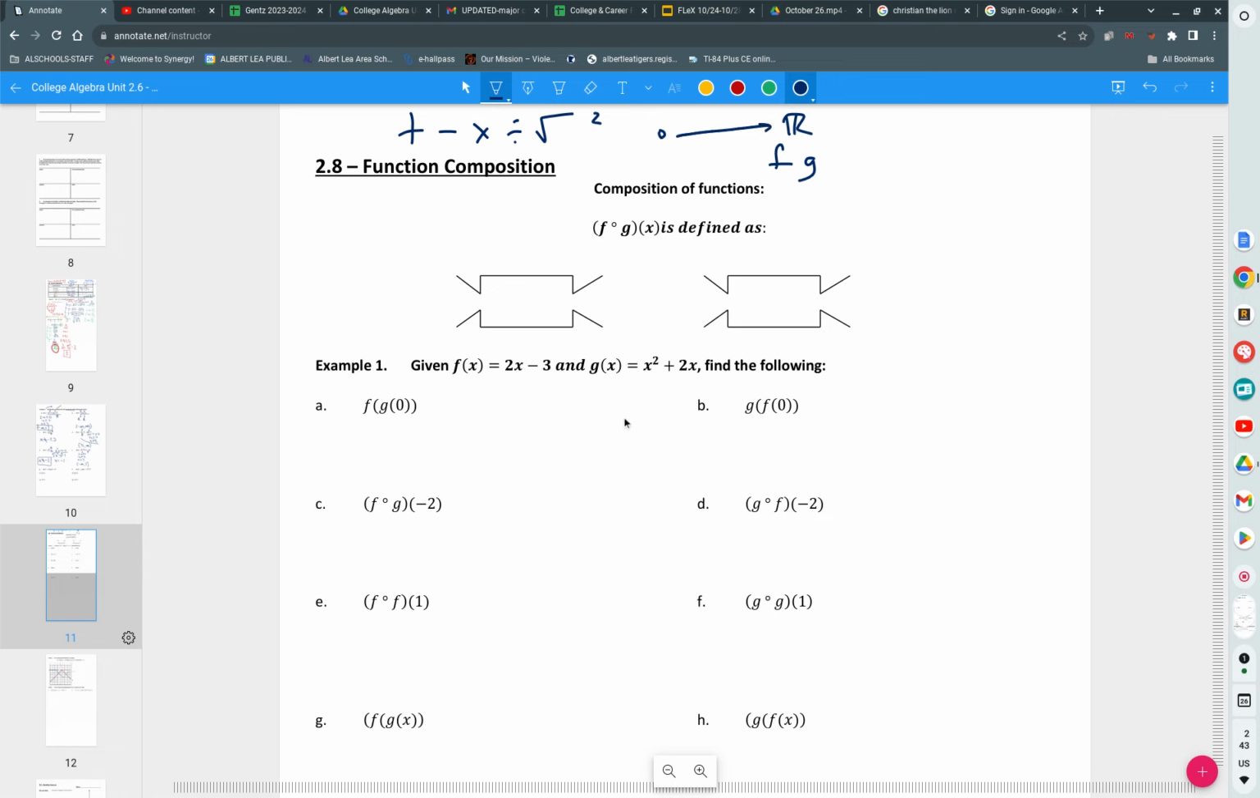So it does not work there. It works for functions, okay? We do not use it for numbers. We use it for functions. That's your group that you're working with. So f of g of x, that's the composition sign right there.